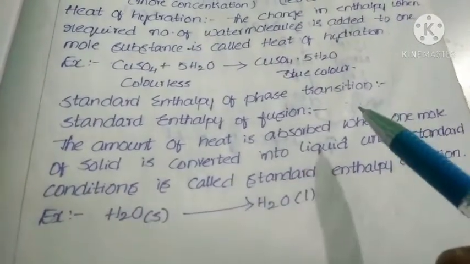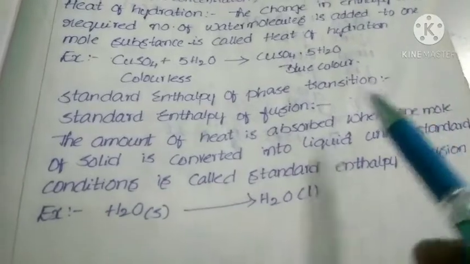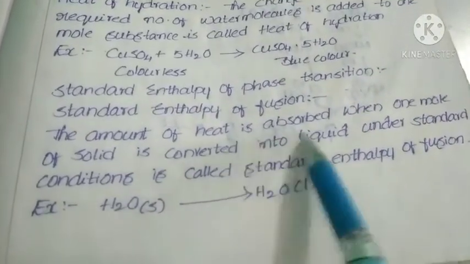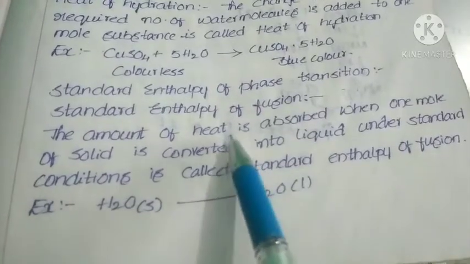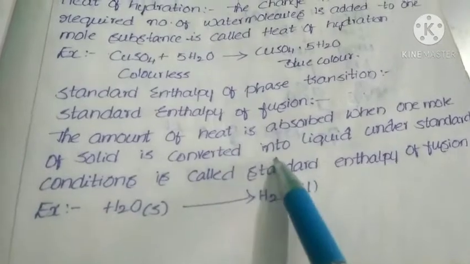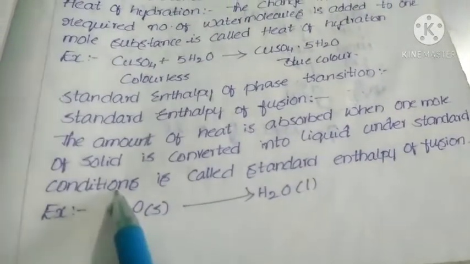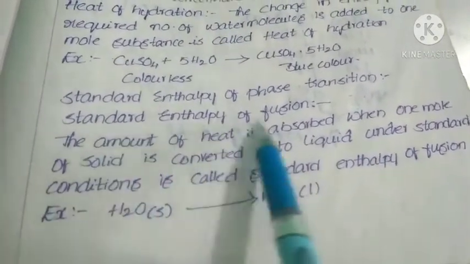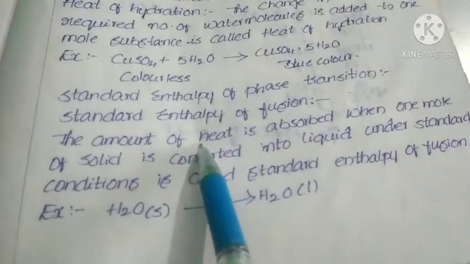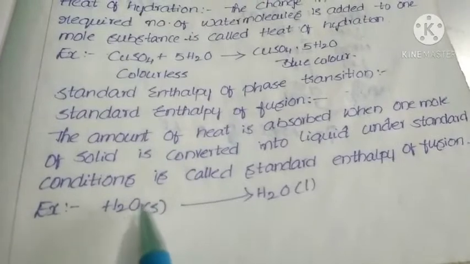In case of fusion or melting, energy is needed. That is why energy is absorbed. That is why here they mention heat is absorbed when 1 mole of solid is converted into liquid under standard conditions, because this is standard enthalpy of fusion. That means this process should be done under standard conditions.